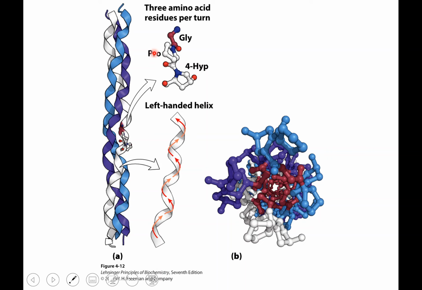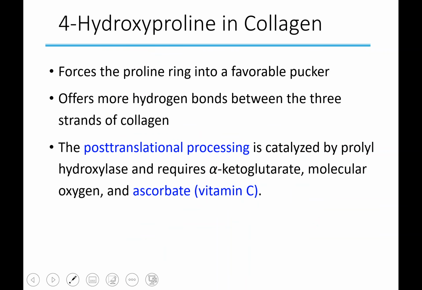Glycine and proline rich sequence. There's also another amino acid, one of the uncommon amino acids, the 4-hydroxyproline. That is important in collagen fibrils. So 4-hydroxyproline in collagen forces a proline ring into a favorable pucker. Okay, that offers more hydrogen bondings between the 3 strands.